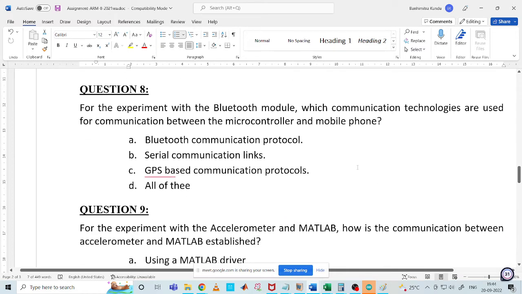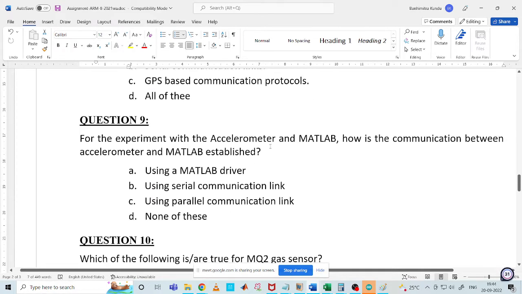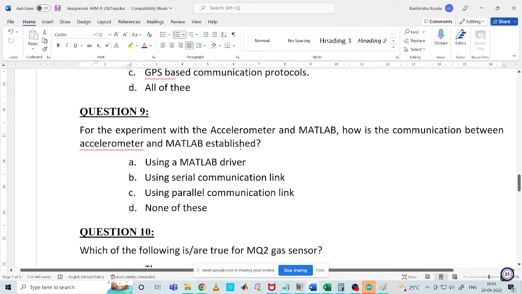Question 8. Bluetooth. This is a very naive question. Question 9. For the experiment with the accelerometer and MATLAB, how is the communication between the accelerometer and MATLAB established? We don't have any idea. Using a MATLAB driver, sir.